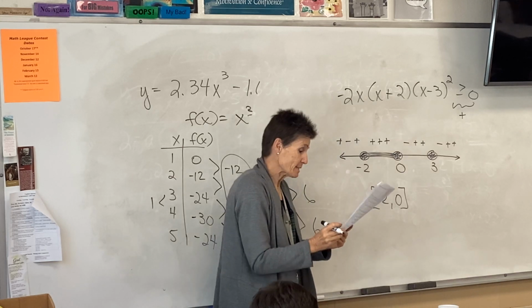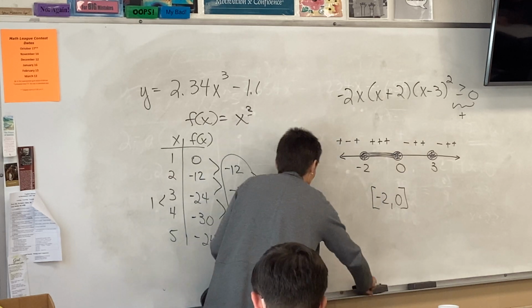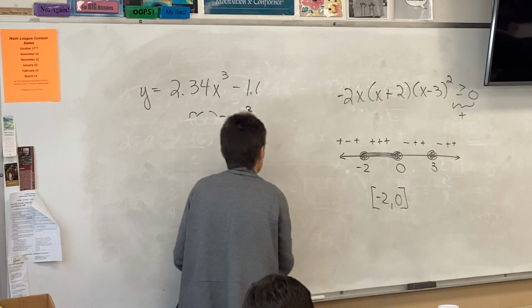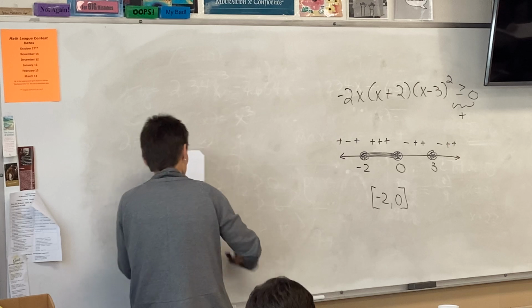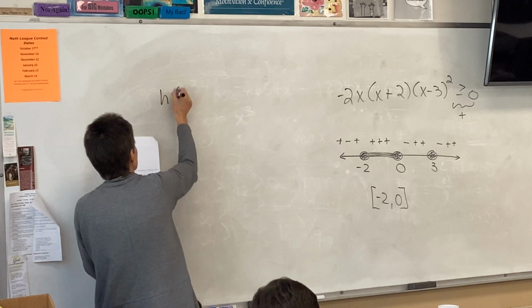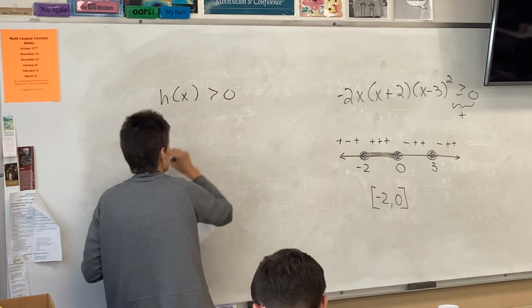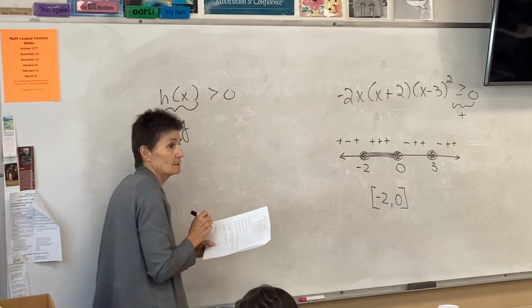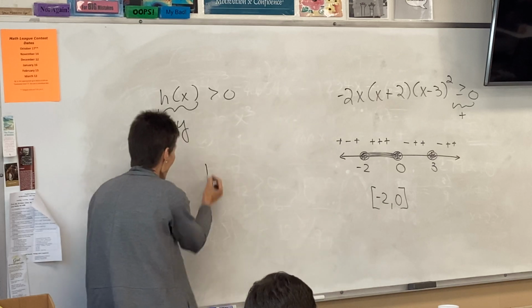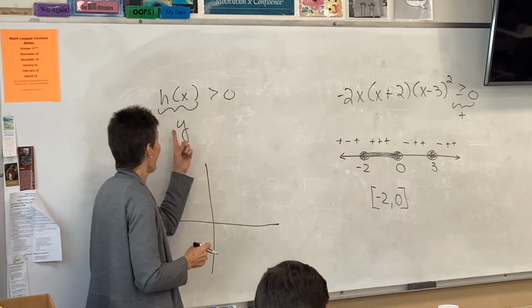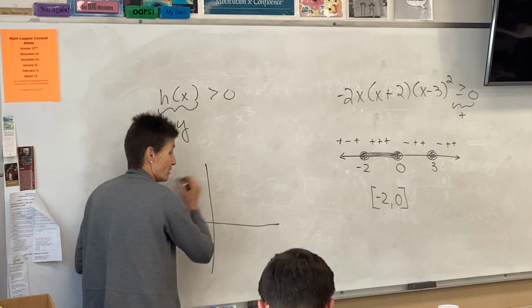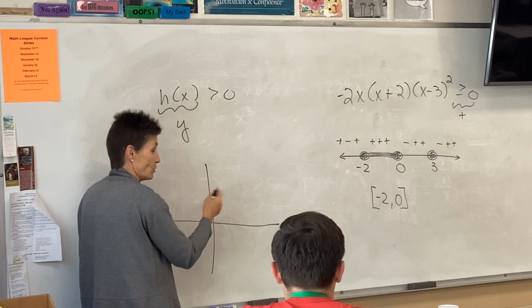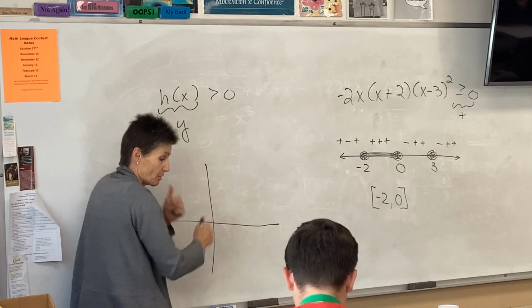All right, number 7 is the same kind of problem, except this time you are doing it from a graph. So if we want to find all the places where h of x is bigger than 0, remember, h of x is y. On your graph, where is y positive? Isn't it up here? So what are the x intervals that give me y values that are up here?